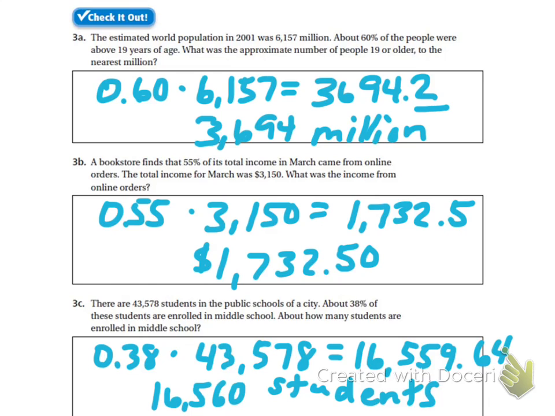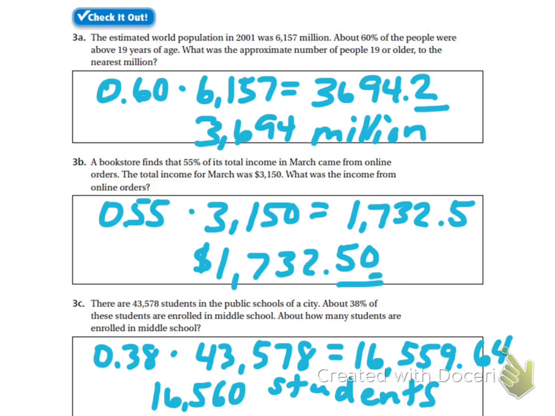Number 3B, 0.55 times 3,150 gave me $1,732.50. I didn't round this because we're dealing with money and we deal to the nearest penny, so I did not round.